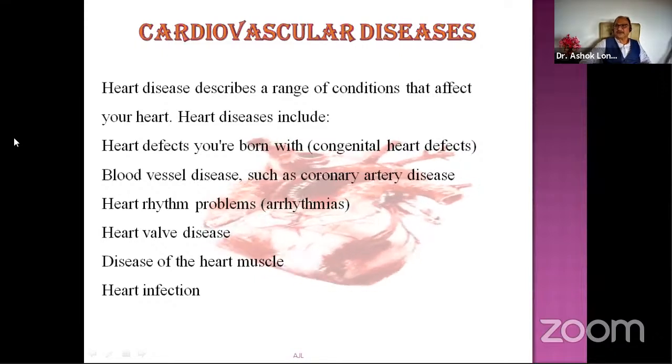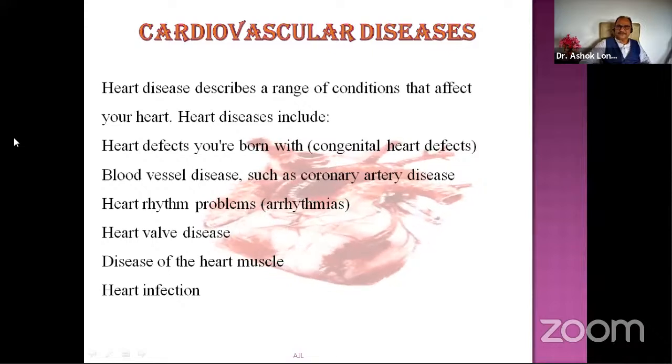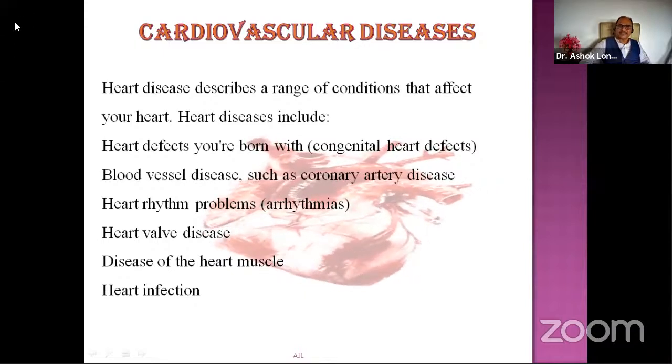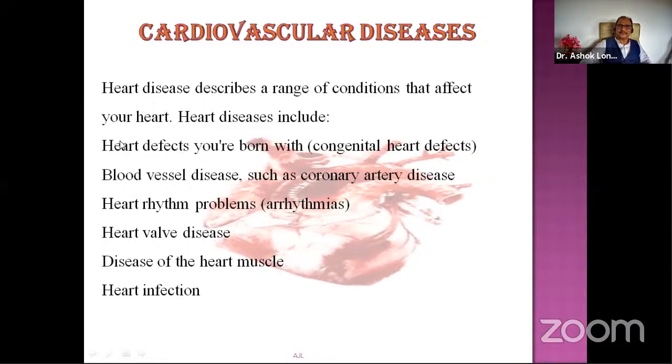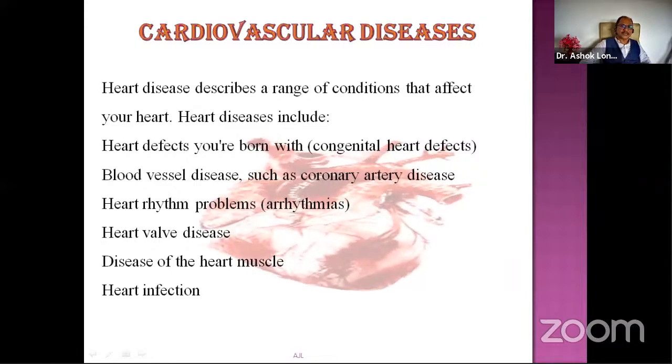Heart disease describes a range of conditions that affect your heart. Heart disease includes the heart defects, as I told you, congenital heart defects, and blood vessel disease, which we mostly call CAD or coronary artery disease. Then there is some problem with the rhythms. The rhythm problem is totally dependent on the SA node and AV node.